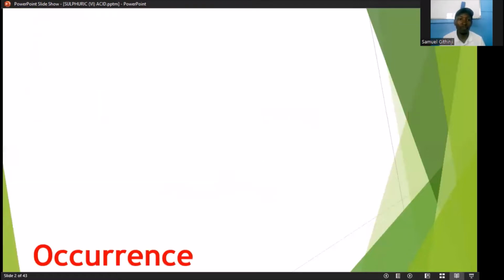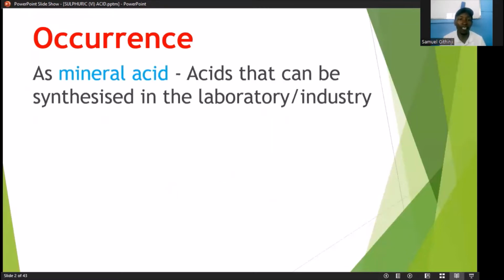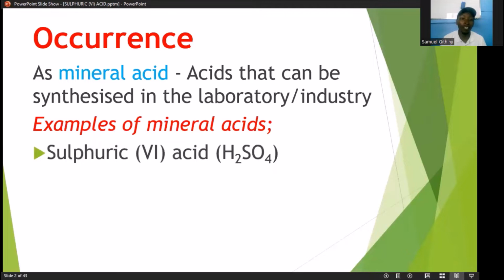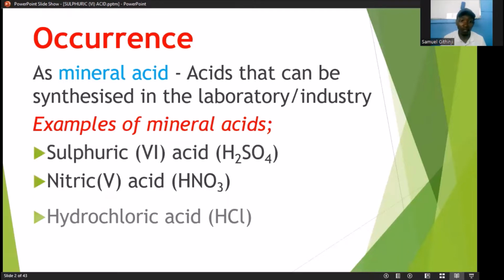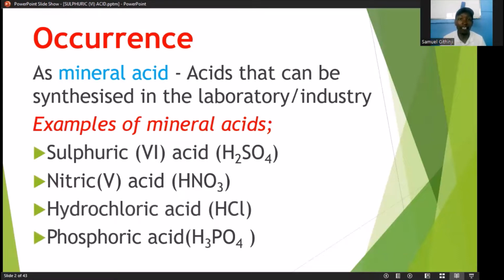Maybe the first thing we talk about is occurrence. How does sulfuric (VI) acid occur? It occurs mainly as a mineral acid. You ask yourself, what are these mineral acids? Mineral acids are acids that we can synthesize in the laboratory. We can simply prepare them by mixing chemicals. Other examples, apart from sulfuric acid, we have nitric (V) acid, hydrochloric acid, and phosphoric acid. Those are examples of the mineral acids we have.